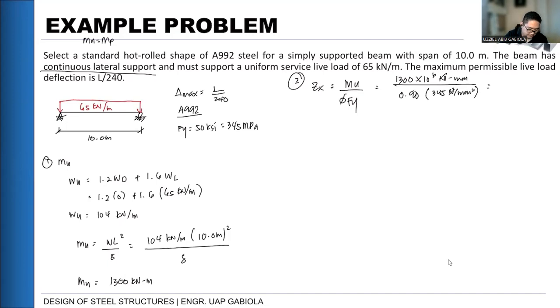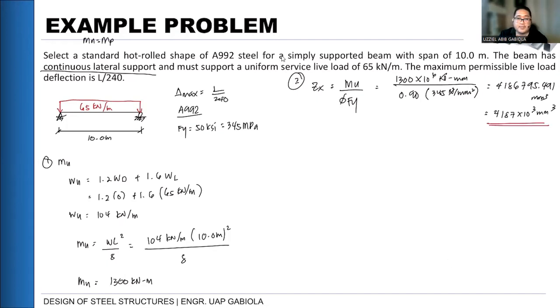So 1,300 times 10 to the 6 all over 0.9 times 345, we have 4,186,795.491 mm cube. Or pwede kong sabihin na lang to na 4,187 times 10 cube mm cube. Okay? So, ito yung titingnan natin sa table natin sa pagsa-select ng section natin.